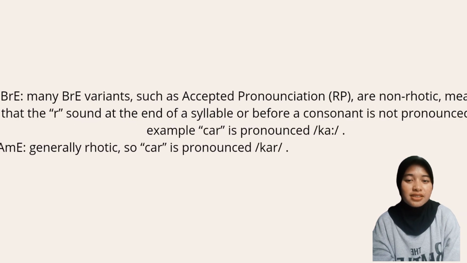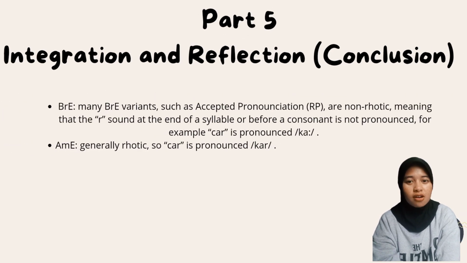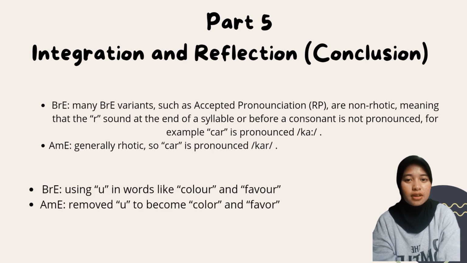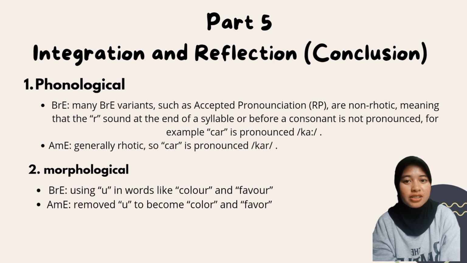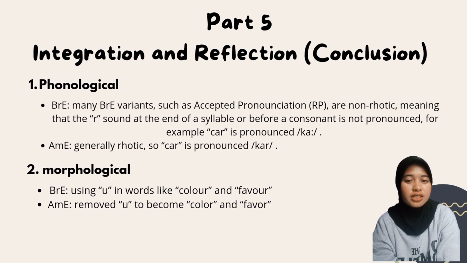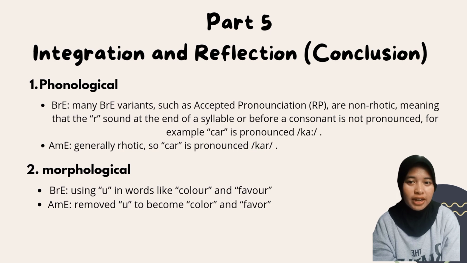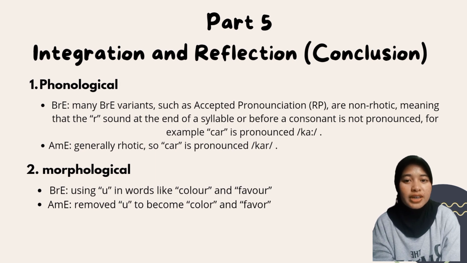Part 5 is the last part, integration of reflection, conclusion. First is phonological. British English. Many British English variants such as received pronunciation, RP, are non-rhotic, meaning that the R sound at the end of a syllable or before a consonant is not pronounced. For example, car is pronounced cah. American English is generally rhotic, so car is pronounced car.